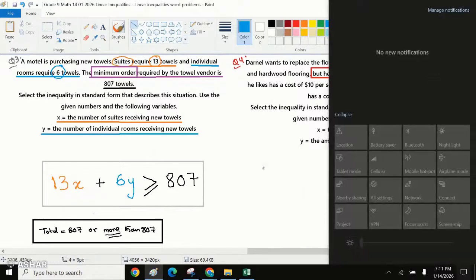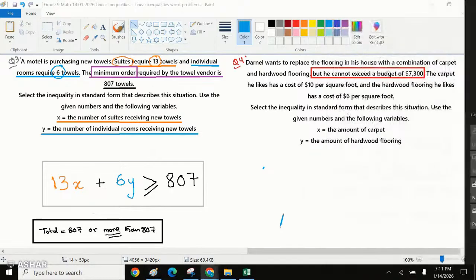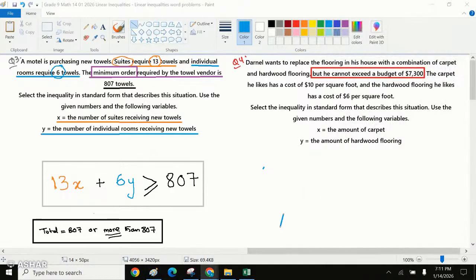Sorry, can we see the carpet over here? Sorry, just a minute, please. I'll erase this. It says the carpet he likes has a cost of $10 per square foot, right? And the hardwood flooring he likes has a cost of $6 per square foot.